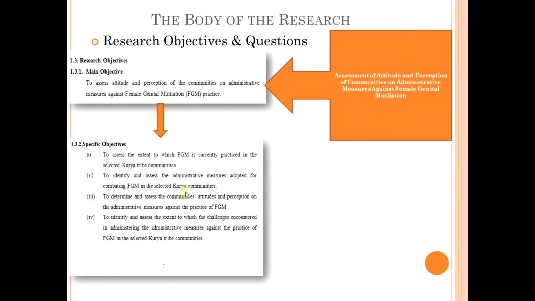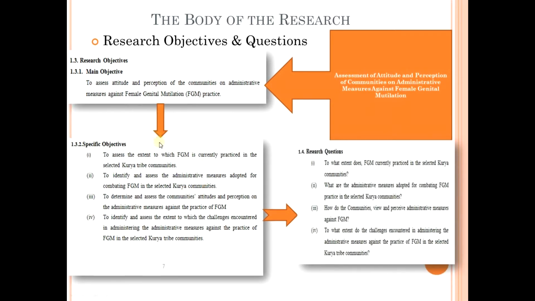Then from these specific objectives is where the research questions are developed. This means that each specific objective must generate a single question, as you can see. Here we have 4 specific objectives, therefore the research questions are also 4. After formulating the specific objectives, from them we generate the questions that answer those objectives.